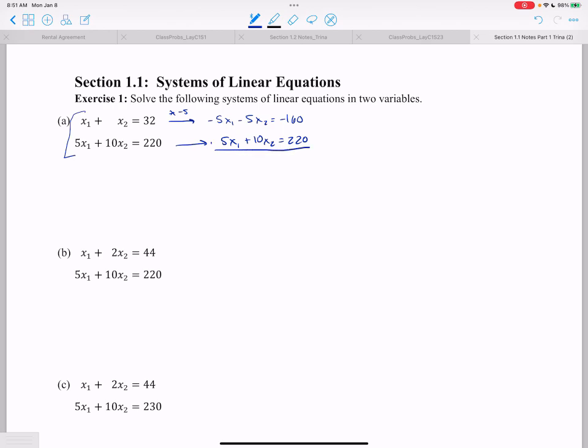I'm going to add them together. So when I add them, my x1s go away, and then I get 5x2 equals 60. I get x2 equals 12. And then to find x1, I can plug back into either one of the equations. I'm going to take the first one. So I'm going to say x1 plus my x2, which is 12, equals 32. So x1 equals 20. So again, this is called elimination. So my solution would be (20, 12).